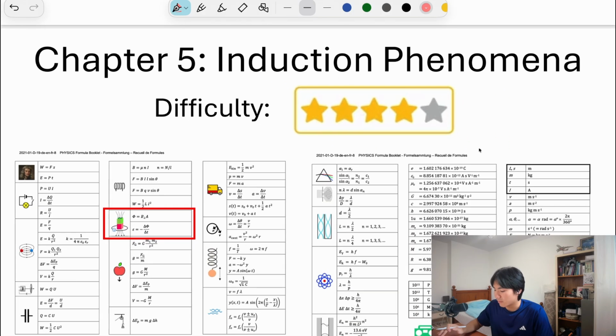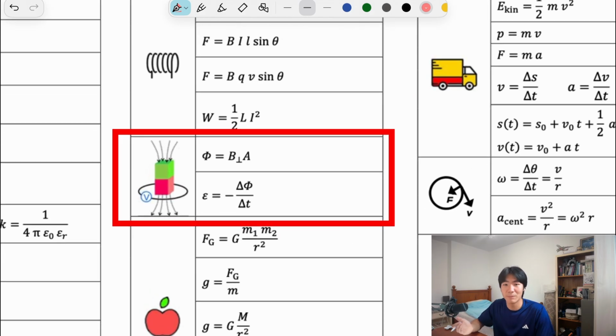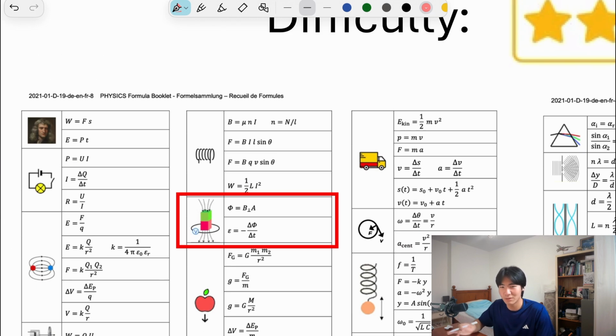And chapter 5, induction phenomena. And this is also a subchapter of the fields chapter, right? Because induction, to be quick, has something to do with magnetic fields. You don't have to know what it is right now because we're obviously going to cover it, right?